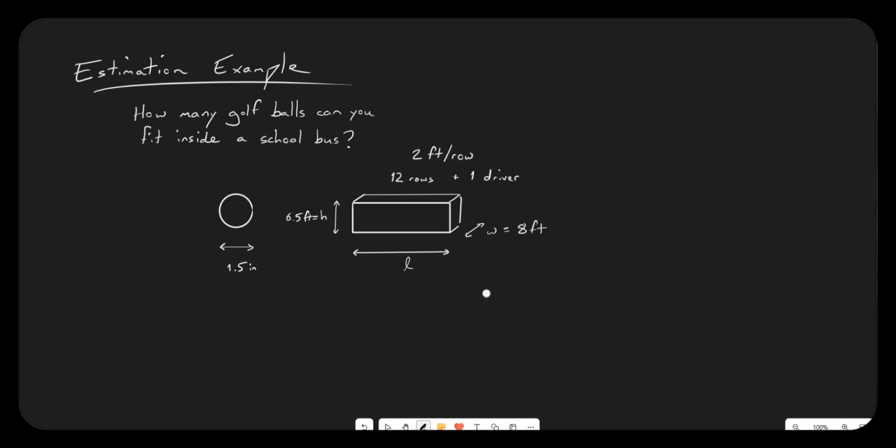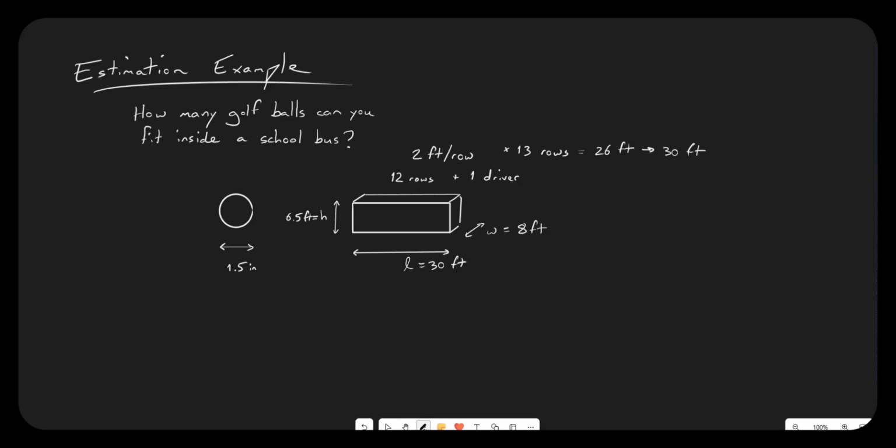2 feet per row times 13 rows gives me 26 feet. I want to add a little bit more because the seats themselves have some amount of thickness and there's maybe some extra room in the front. I'm going to call this thing 30 feet. So I have a length of 30 feet. Okay, I have dimensions, maybe.